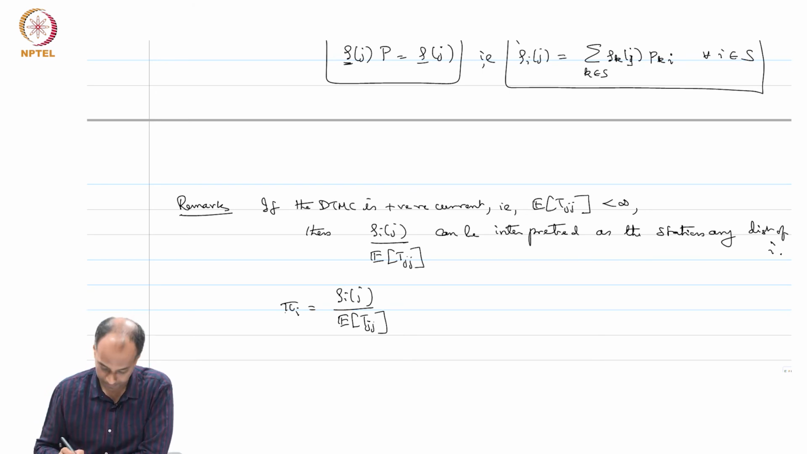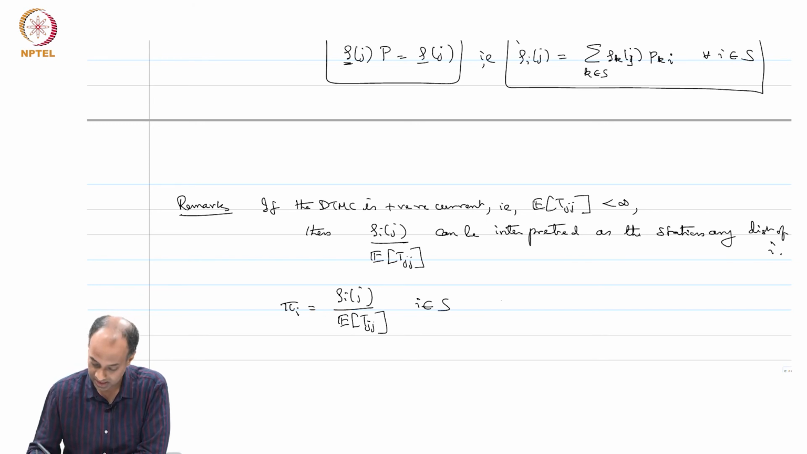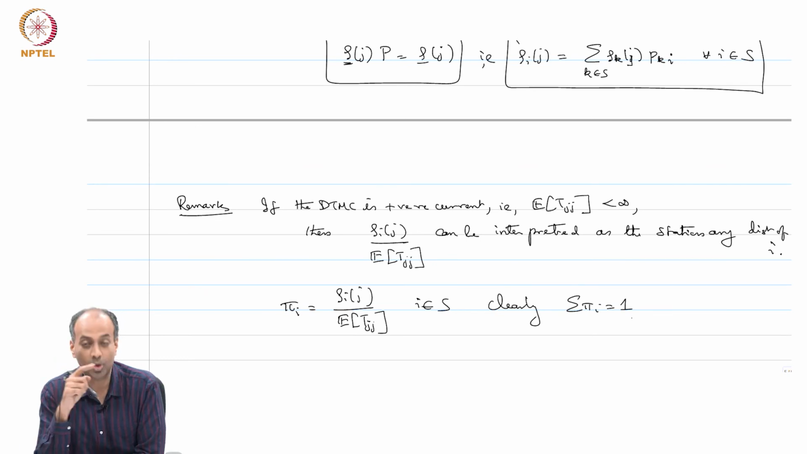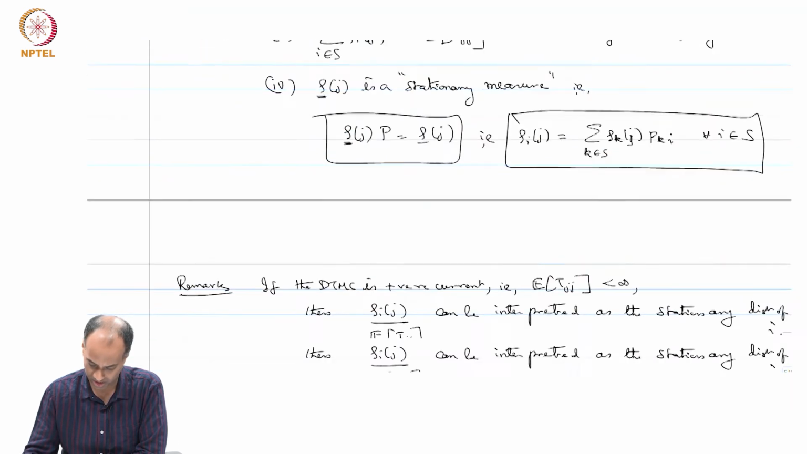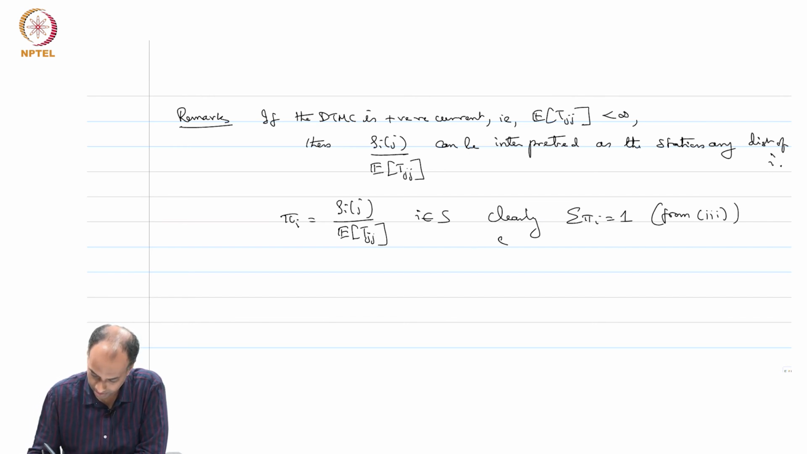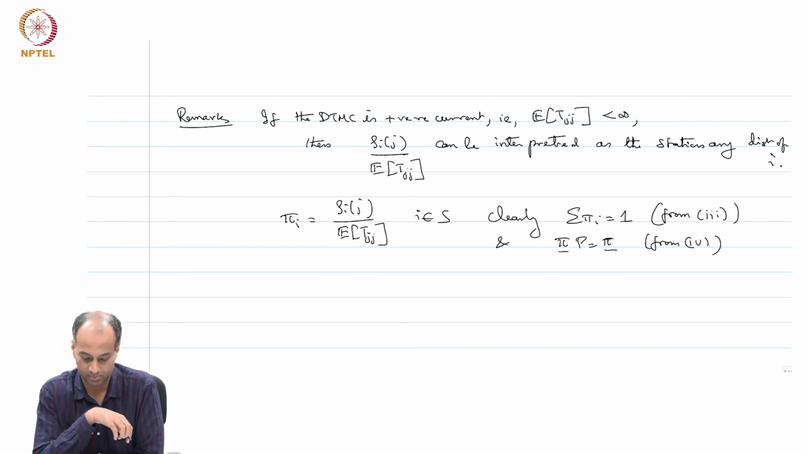Now if you take this pi_i, okay, and you calculate it for all i in S, then clearly the sum over pi_i is equal to 1, right. That is because I am normalizing by expected T_jj, and the sum over i of rho_ij is equal to expected T_jj. So, the sum over pi equals 1. This is due to 3, which we haven't proven, and pi P is equal to pi from property 4, right.